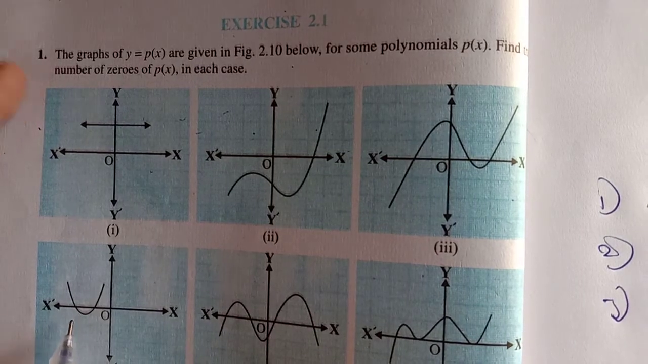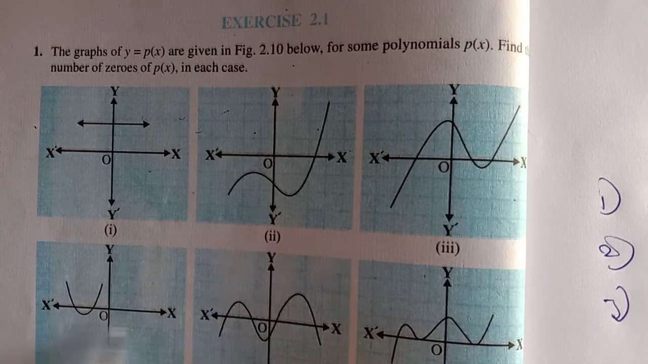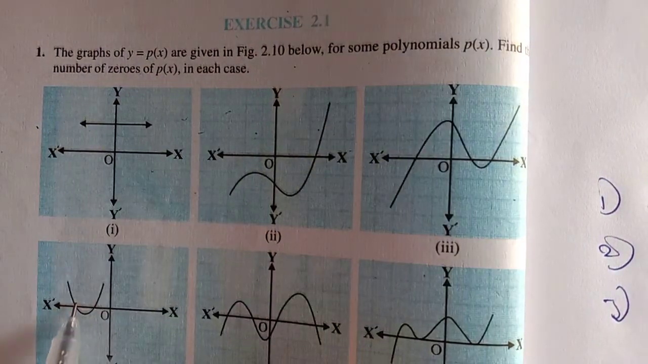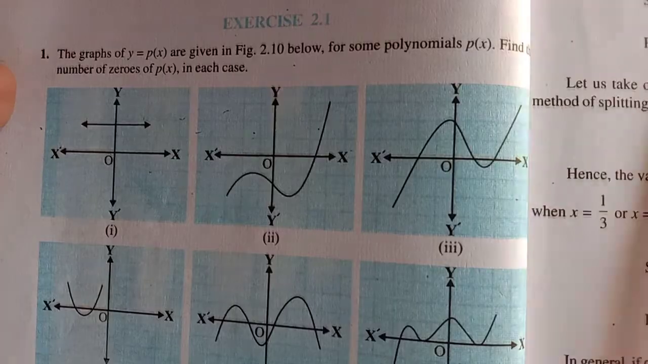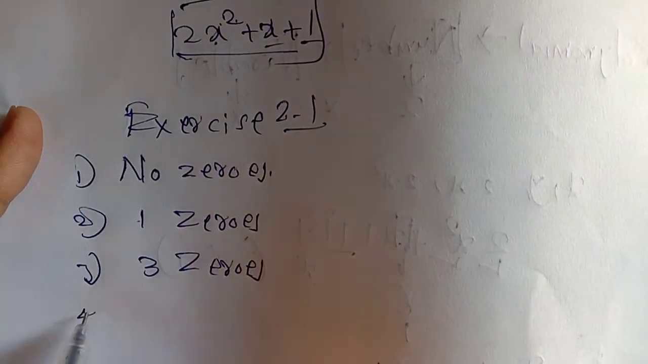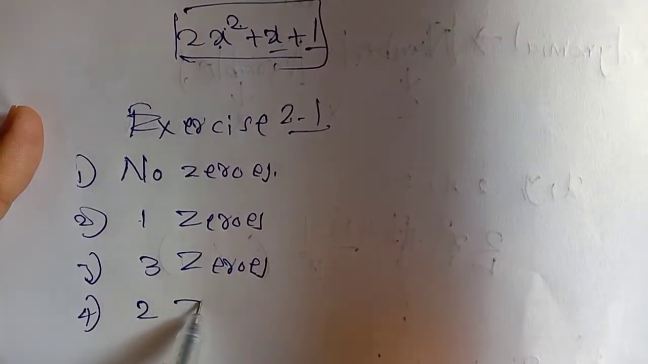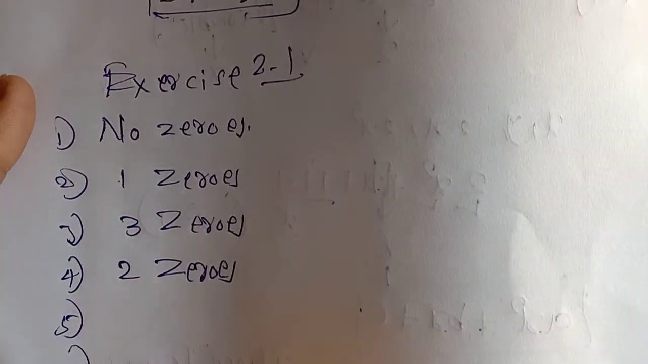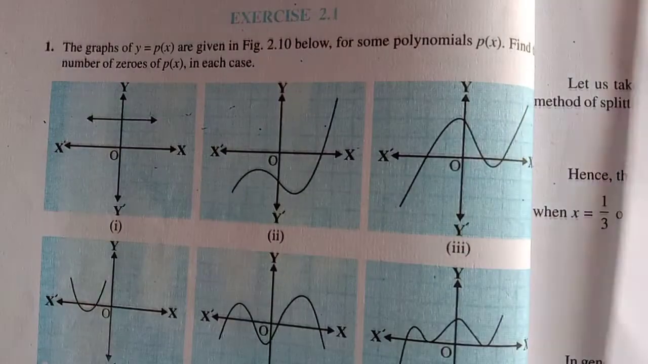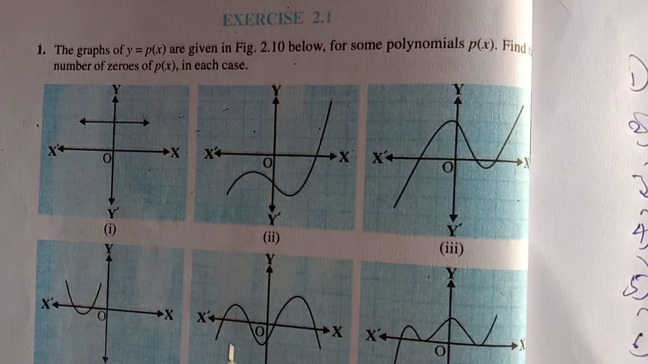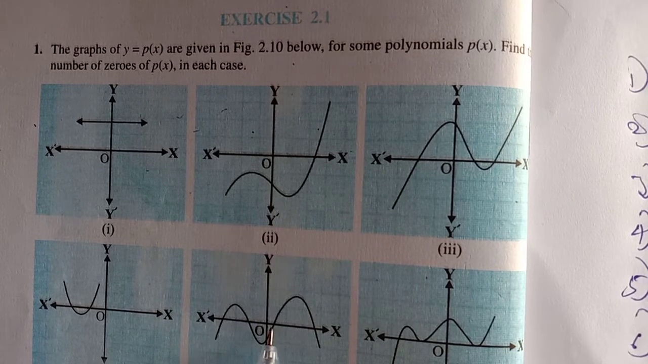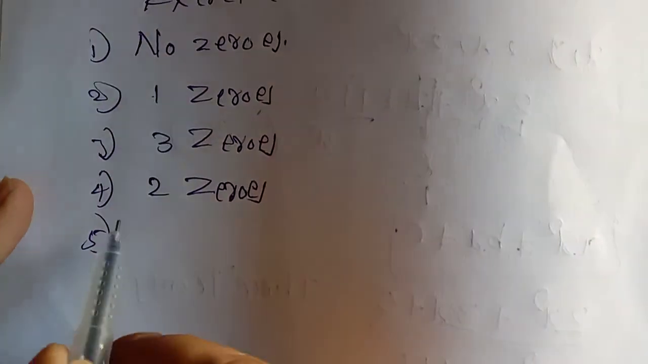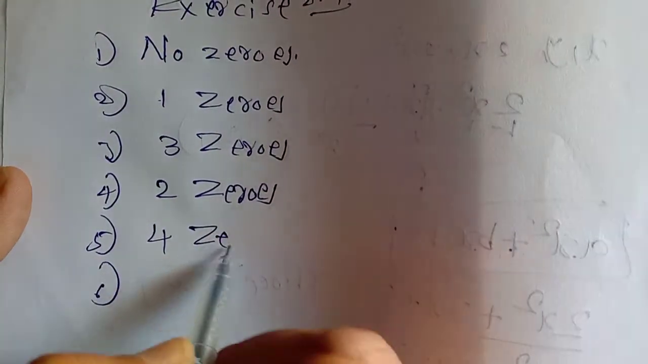Next one, the fourth. You can observe how many times it is touching the x-axis. We have to look at the x-axis because they have asked about p of x in the question. So 1, 2. So the fourth answer is 2 zeros. Okay, friends, and now let's move to question number 5. Here 1, 2, 3, 4. How many zeros are there? 4. The answer is 4 zeros.